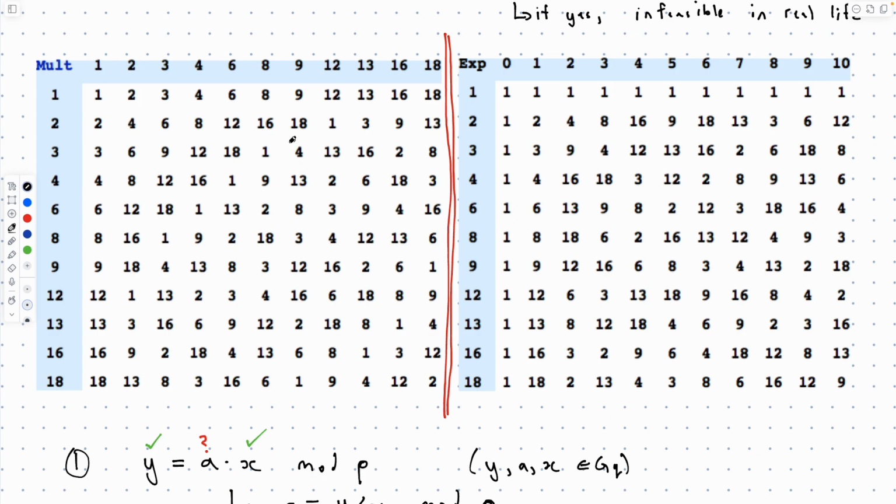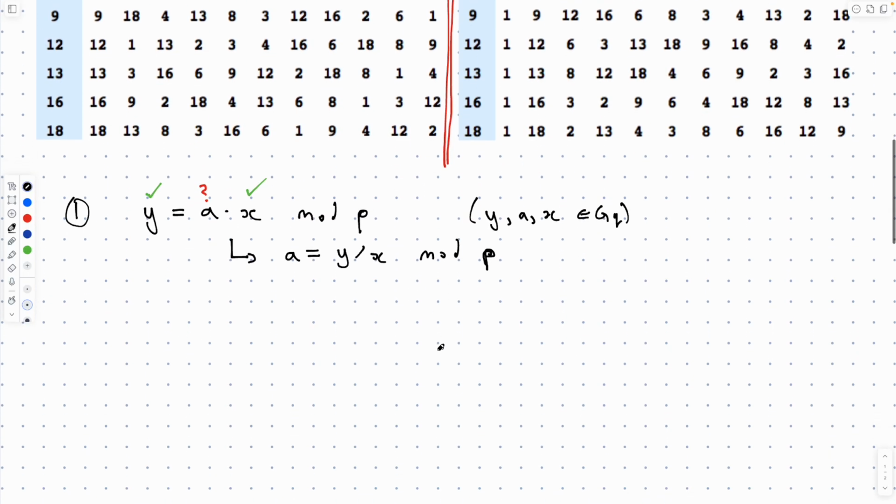Let's say I'm holding in one hand the number 3 over 2, and in the other hand I have 1.5, which is the division of it. If I multiply those things together, they'll give me 1. So what division is, it's the same as a equals y times x inverse, 1 over x mod p.